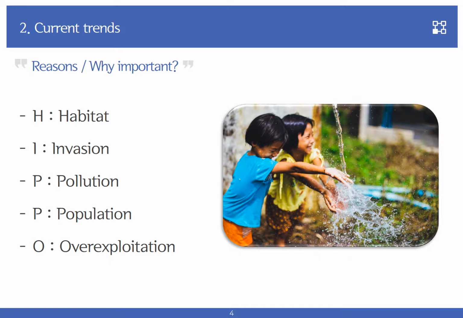P represents pollution. Many toxic materials pollute the earth. Another P represents population. The more human beings born, the more resources are needed. And for the last one, O represents overexploitation, which means deforestation, overfishing, and excessive hunting.